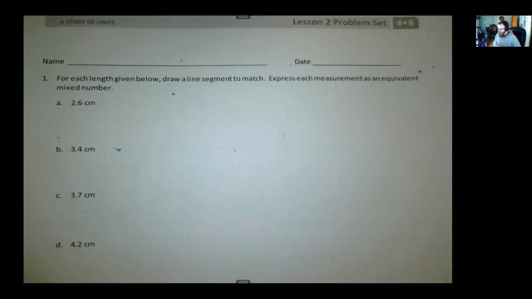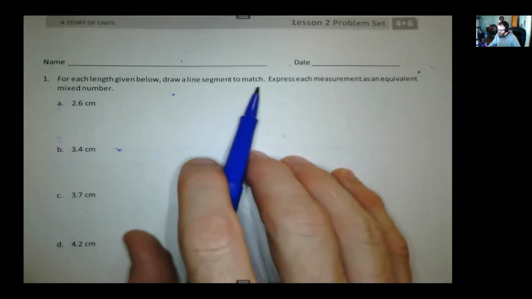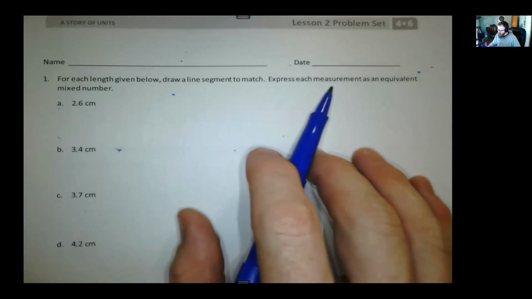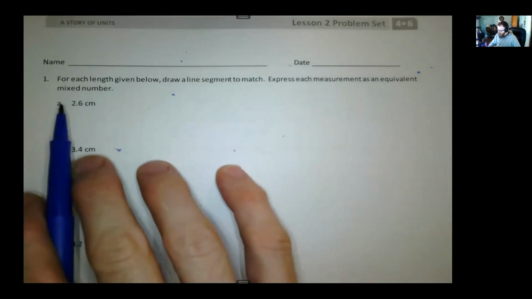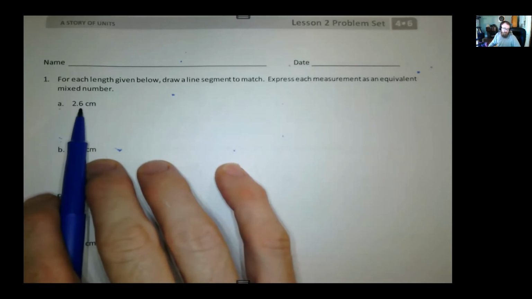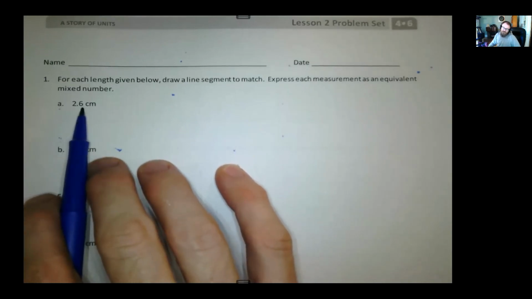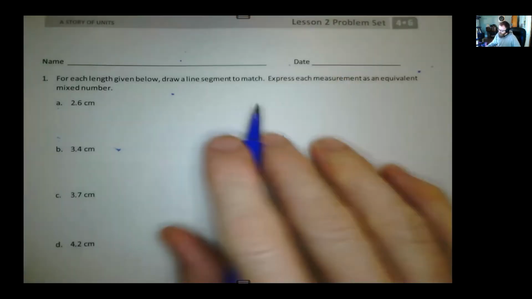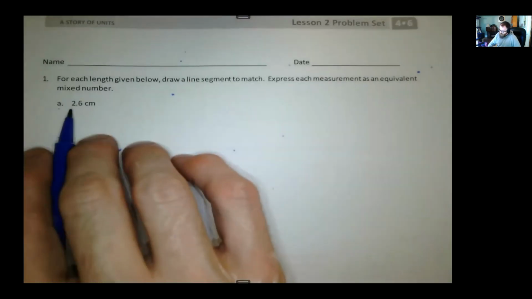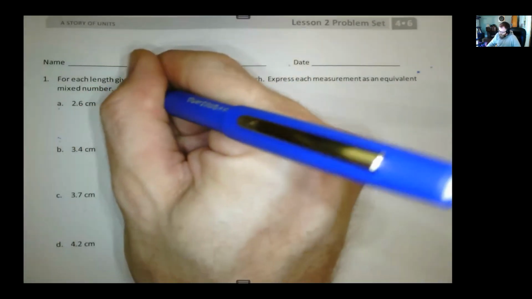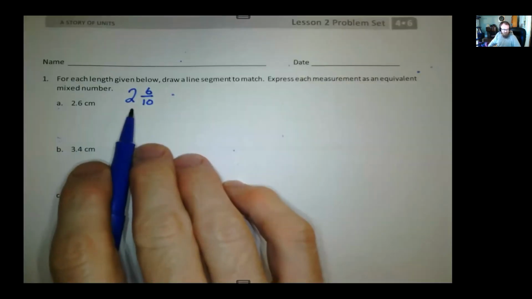Okay, look at number 1. For each length given below, draw a line segment to match and express each measurement as an equivalent mixed number. 2 and 6/10 is how you read this. 2 wholes and 6/10 of 1 whole. Written as a mixed number. Remember, a mixed number is just a whole number and a fraction together. 2 and 6/10. You say it the same way, 2 and 6/10. That's all you have to do for this part.